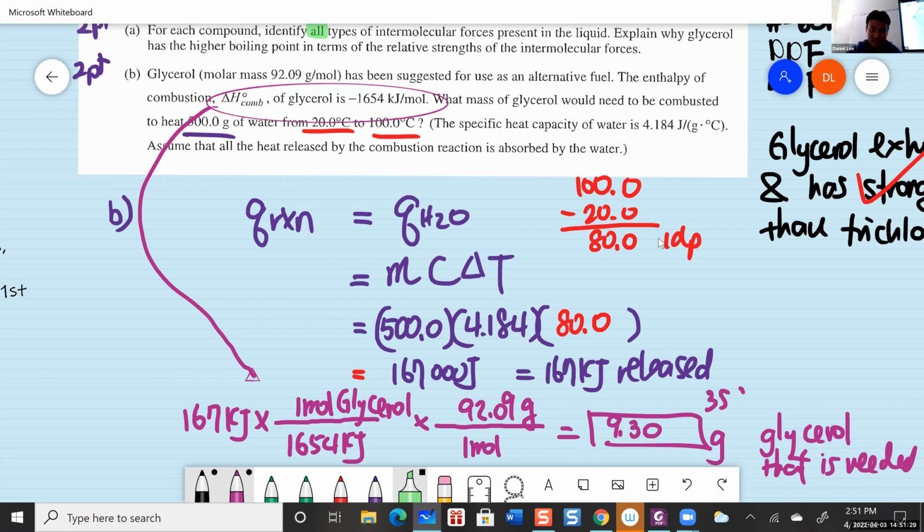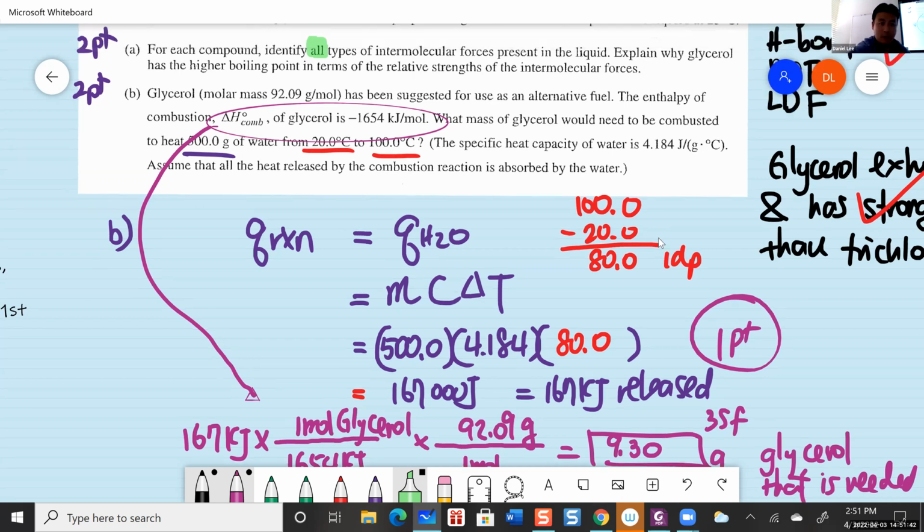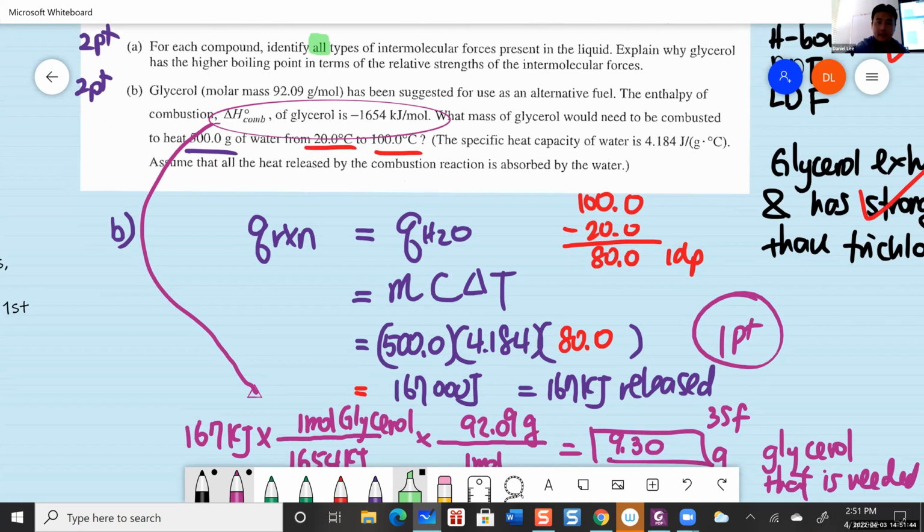Okay, but this is 9.30. You've got to carry it out to 360. So that's 2 points: 1 for calculating 167 and 1 for your final answer, right? So you can give yourself a maximum of 4 points here for A and B. That's it. Let's move on.